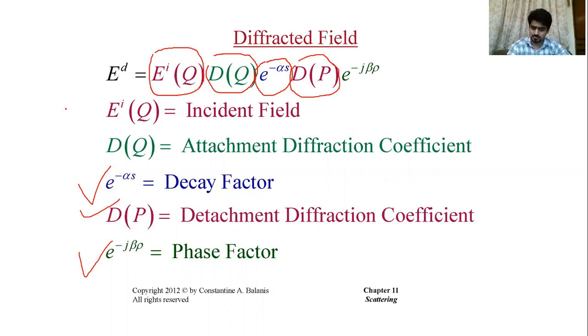So again, you have diffracted fields, which are proportional to the incident field, then the attachment diffraction coefficient at point of attachment Q, then the decay factor e to the power minus alpha s, then another diffraction coefficient, the detachment diffraction coefficient at point of detachment, D of P, and in the end you also have the phase factor e to the power minus j beta rho.